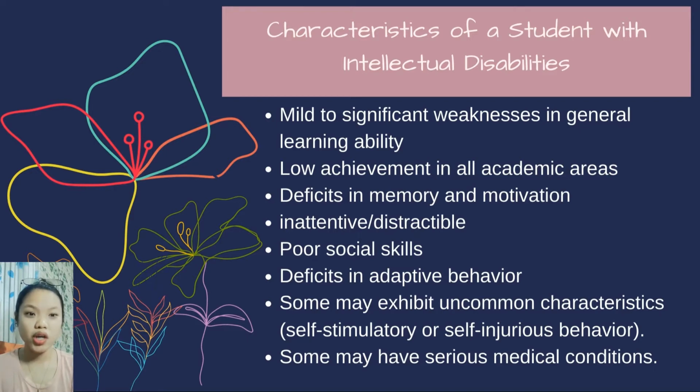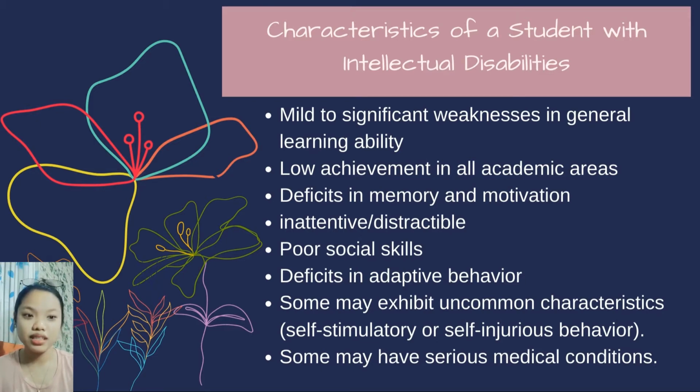Next is when a child has deficits in memory and motivation. Fourth comes when a child is inattentive or distractible. Fifth, when a child has poor social skills. So this one is when a child doesn't really socialize with other kids. He or she can be introverted, or just shy to approach or interact with them. So that's it. It's when a child has poor social skills.